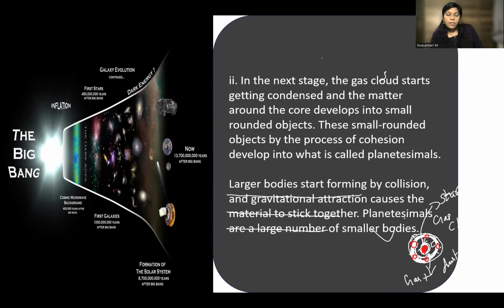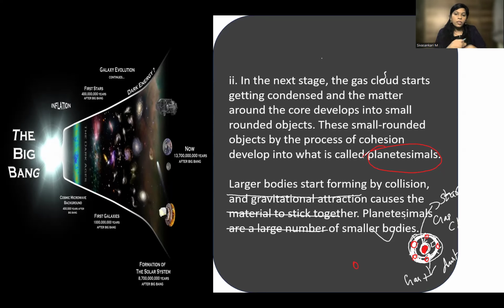Okay, so what happens? The rounded objects are very, very small initially, and they are called planetesimals. And these rounded objects use a process of cohesion. Cohesion means they will stick together.